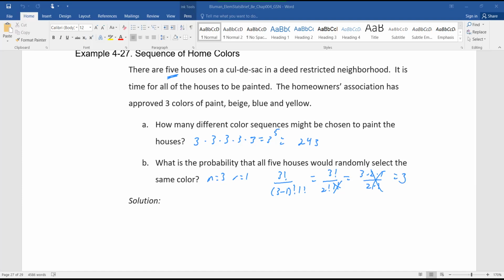Well, that 3 is not the answer. Sorry. 3 is just the number of ways they all select the same color. So out of all the 243 cases, there's only 3 of them in which they would all select the same color. So either they're all going to be blue, they're all going to be yellow, or they're all going to be beige. There's your 3 options. So whatever that probability is.